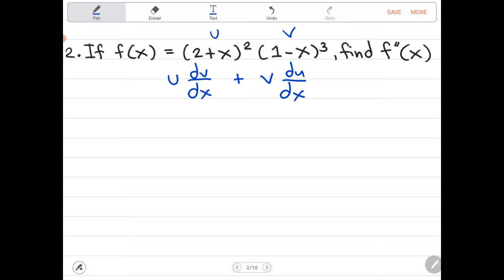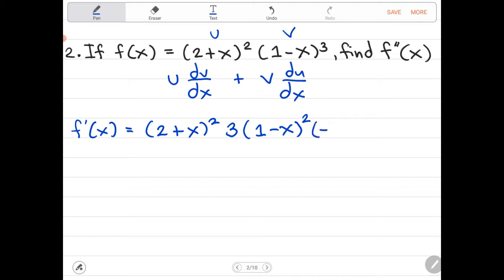U. Okay? So let us copy u. The first derivative muna tayo. First derivative. So let us copy u, which is 2 plus x squared times the derivative of v. So that is bring down the exponent 3, 1 minus x, then 3 minus 1, that is 2. Then the derivative of the equation inside the parenthesis, that is negative 1.